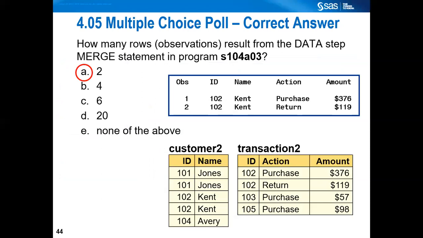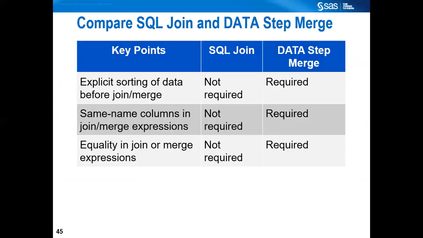So let's move ahead. So that's what it's telling. Not always your data step merge and Proc SQL inner join results the same output. Okay. So let's compare both the steps. So key points on comparing is explicit sorting of data before join or merge in SQL not required. Agreed? Do you people agree? Did we pre-sort our data? No. But when we are doing data step merge, we need to pre-sort.